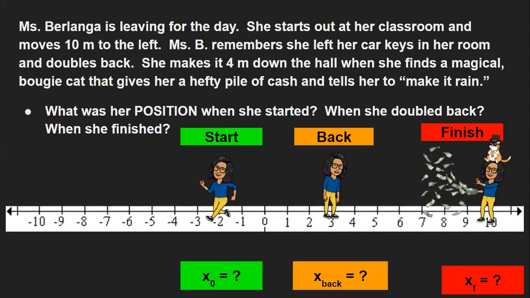All right, so I have a couple of Bitmojis here, but let's go through and read the problem. So Ms. Berlanga, I am leaving for the day. I started at my classroom and I moved 10 meters to the left. All of a sudden, I remember that I left my car keys in my room and I double back. I make it 4 meters down the hall when I find a magical bougie cat that gives me a hefty pile of cash and tells me to make it rain. So the first question is, what was my position when I started, when I doubled back, and when I finished?